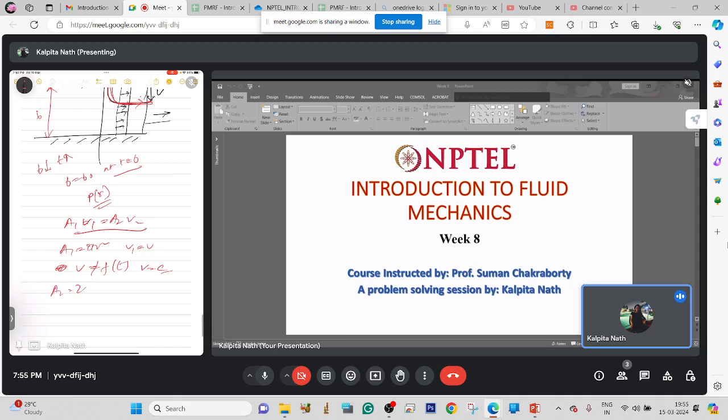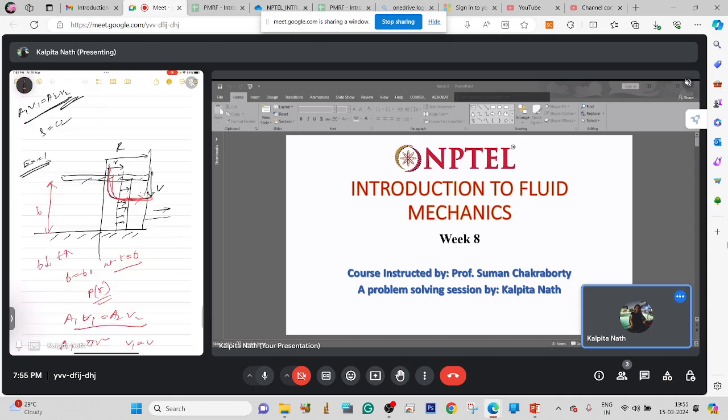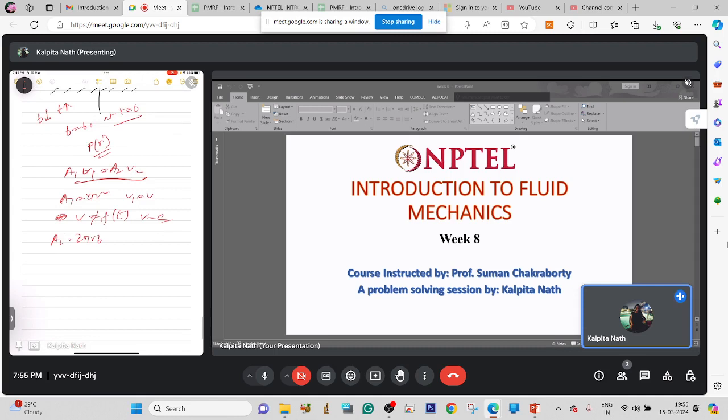Now A2 is equal to 2 pi R B, if I take this small element. We are taking this small element. So A2 is equal to 2 pi R B, and V2 is equal to VR. Now A1 V1 is equal to A2 V2, so pi R square V is equal to 2 pi R B VR, and VR will be equal to V into R by 2B.